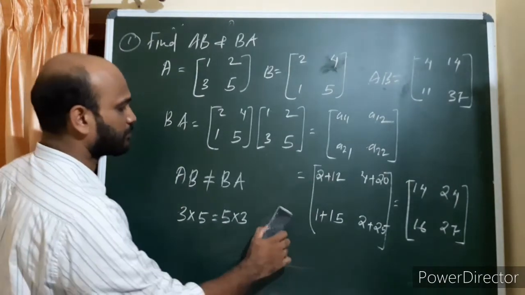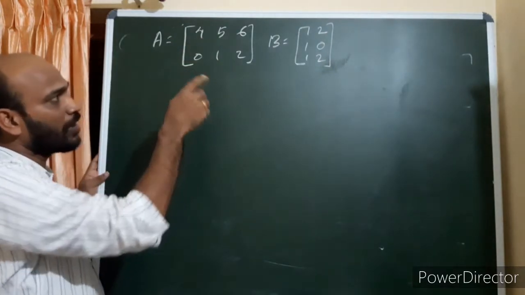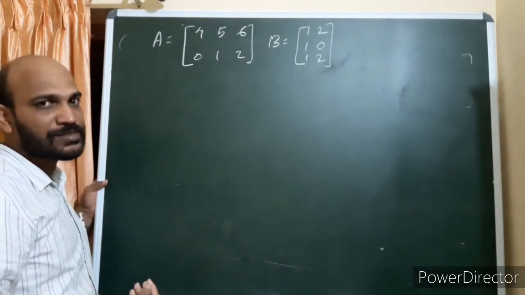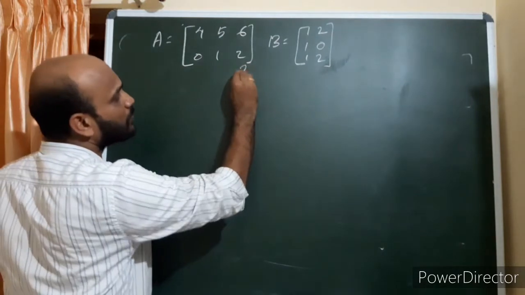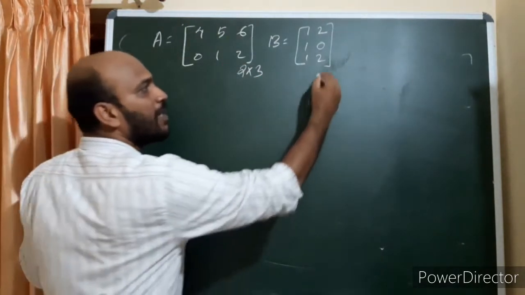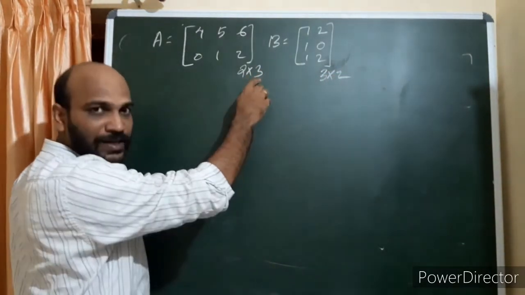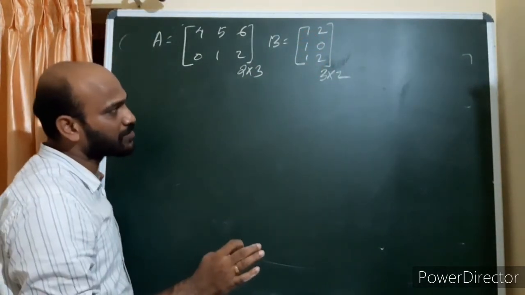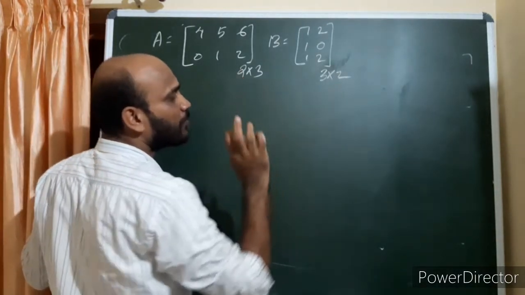Okay. Now consider the second question. Let A equal to 4, 5, 6, 0, 1, 2 and B equal to 1, 2, 1, 0, 1, 2. Can we multiply these two matrices? First we have to check its order. The order of the first matrix is 2 by 3, 2 rows and 3 columns, and the order of the second matrix is 3 by 2. The number of columns of the first matrix equals the number of rows of the second matrix, so we can multiply these two matrices. What is the order of the resultant matrix? It will be 2 by 2.